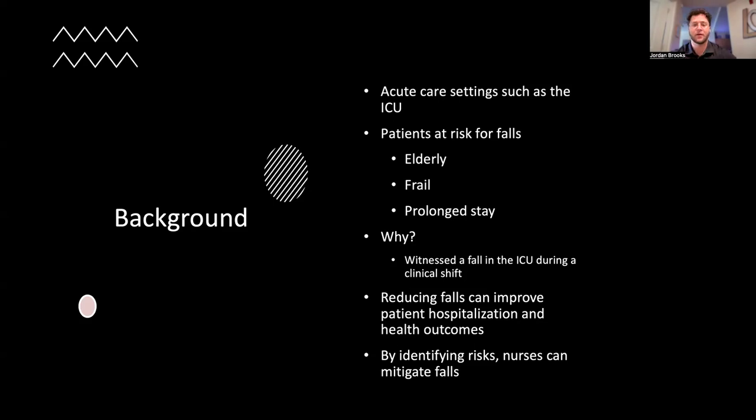And all of this comes about because I witnessed a fall in the ICU during a clinical shift. And I remember thinking, gosh, this was so preventable. This didn't have to happen.